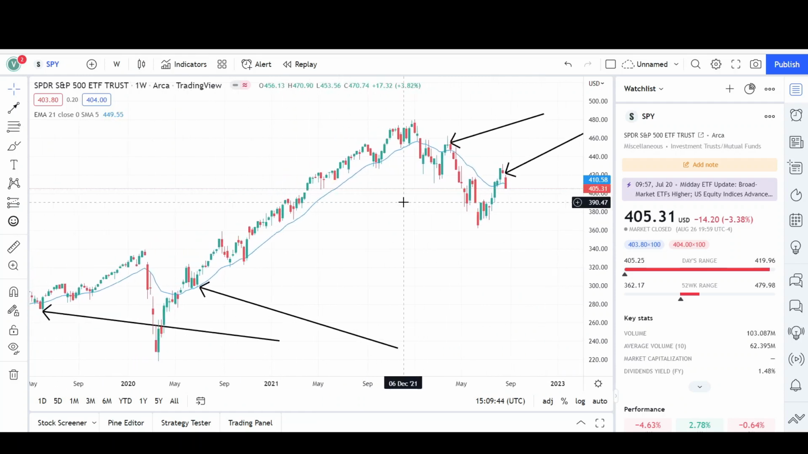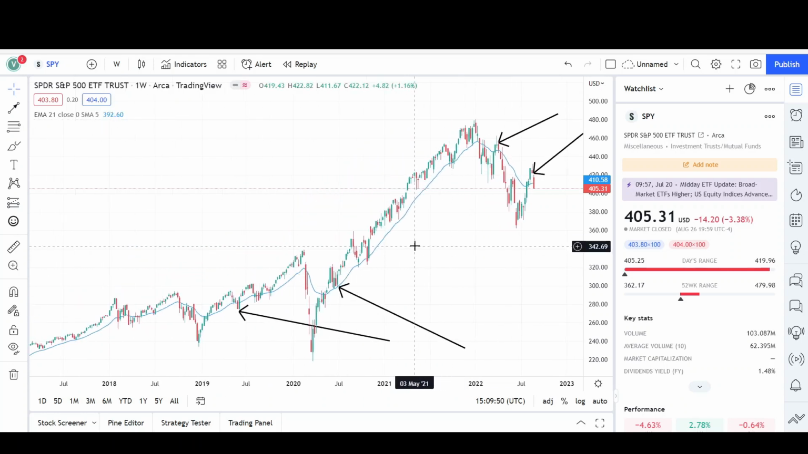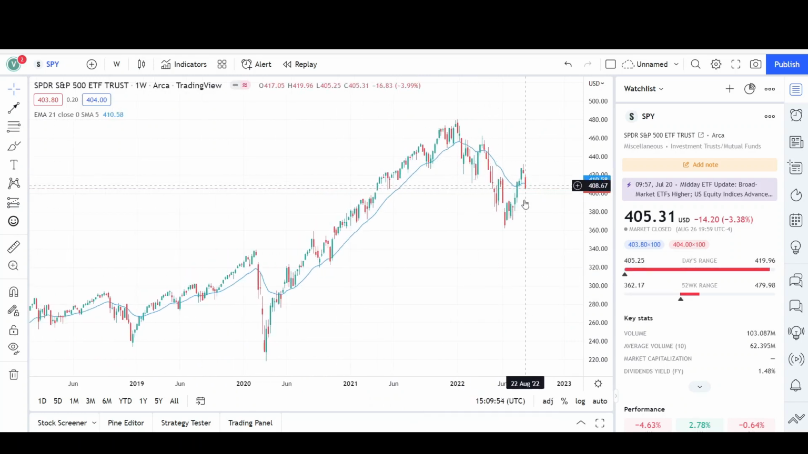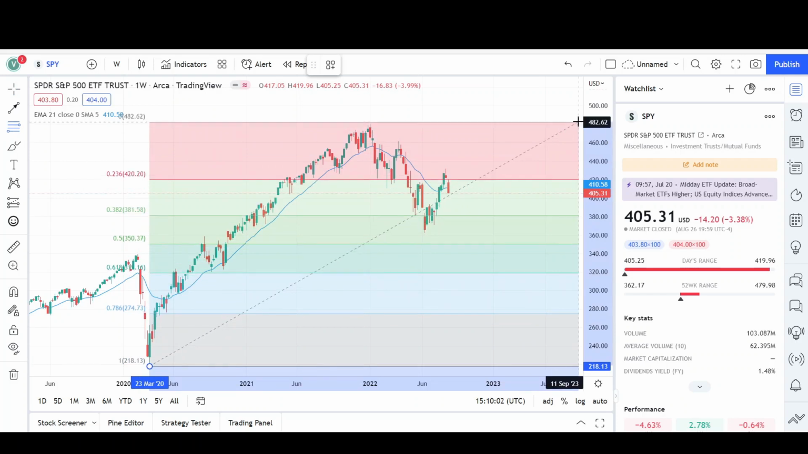So overall, I still think we're going to go back up to retest these highs. I don't think we're going to enter a 10-year bear market or anything like that. The chart does not tell me that. I think this is just still a correction. I was expecting lower prices before continuing higher. So in the grand scheme of things, let's take a look at it.